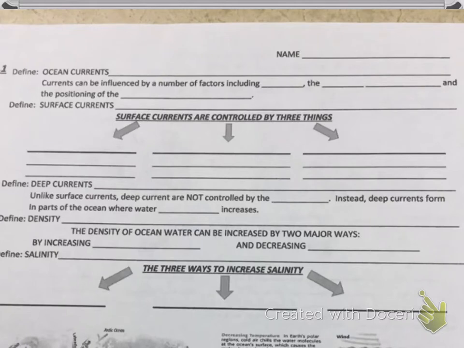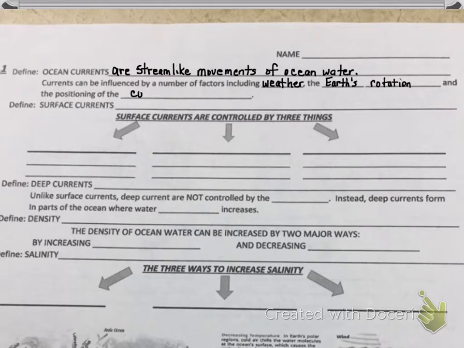First, we have ocean currents, which are stream-like movements of ocean water. Currents can be influenced by a number of factors including weather, Earth's rotation, and the positioning of the continents. Then from there, we have two types of currents. We have surface currents and deep currents. And I'll give you a minute to get caught up.